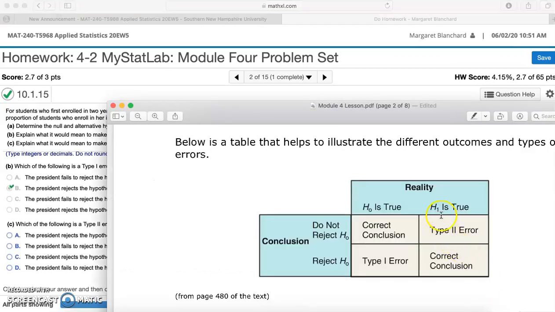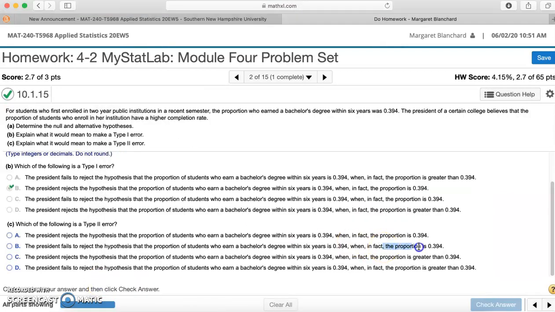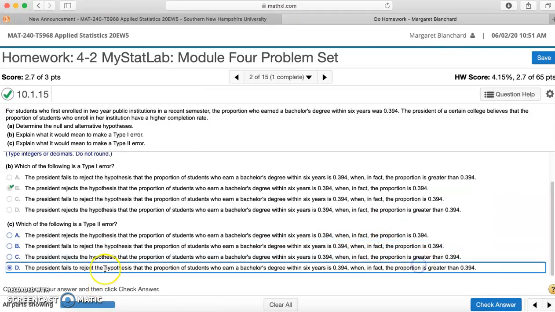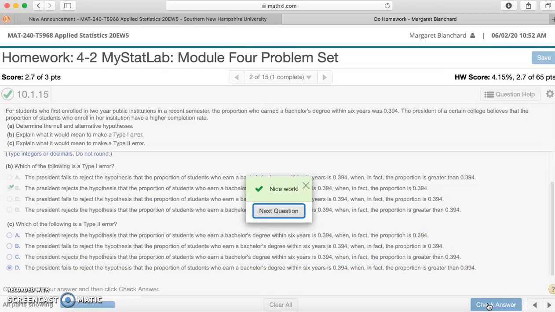Now again, we're looking for the alternative to be true. That is not the alternative. That's actually the null hypothesis. So let's look down here. The president fails to reject the hypothesis that the proportion of students who earn a bachelor's degree within 6 years is 0.394, when in fact the proportion is greater than 0.394. So that right there is what we're looking at. So we fail to reject the null, but the alternative is true. That's our type 2 error. Let's check our answer. Nice work.